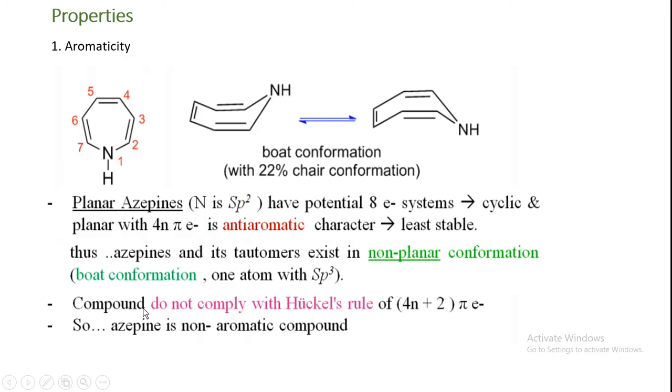So this compound does not comply with Huckel rule. We know it is not complying with the Huckel rule, that is 4n plus 2 pi electrons, because 8 pi electrons are there. If you take n as 1, it is 4 into 1 plus 2, that is 6 pi. If you take n as 2, that is 4 into 2, that is 8 plus 2, 10. So 6 or 10, but it is falling in between, that is 8. So azepine is a non-aromatic compound, you remember.